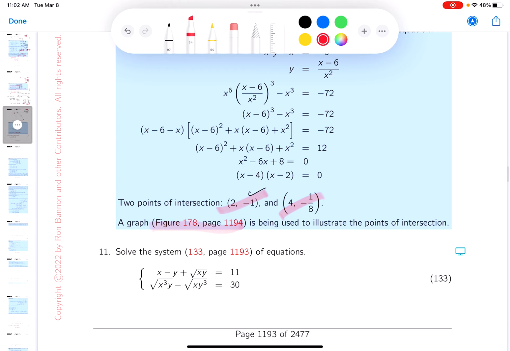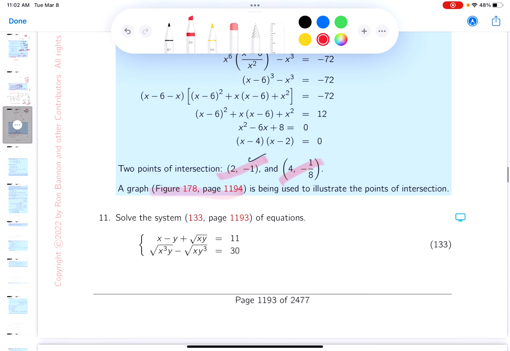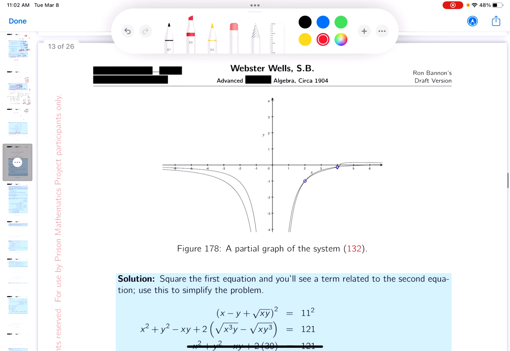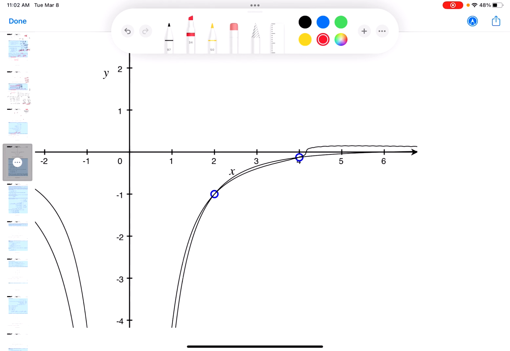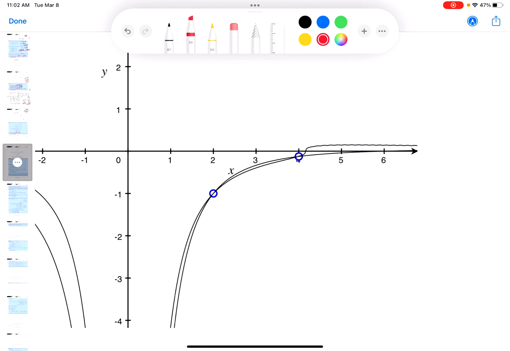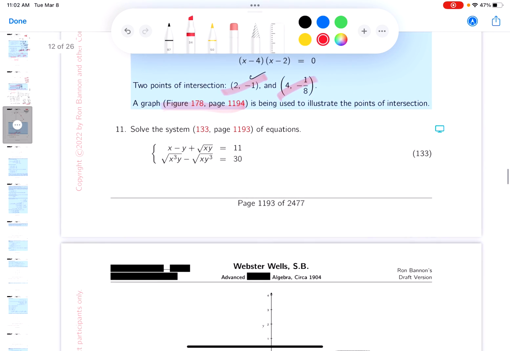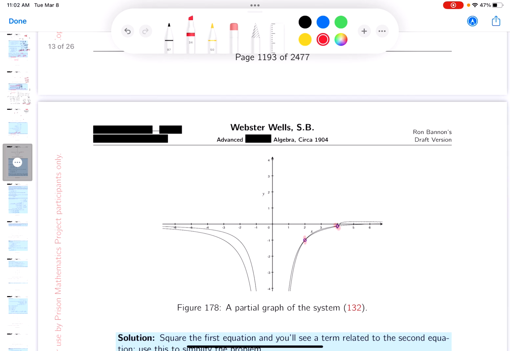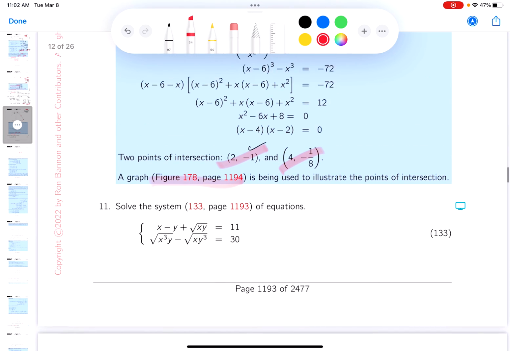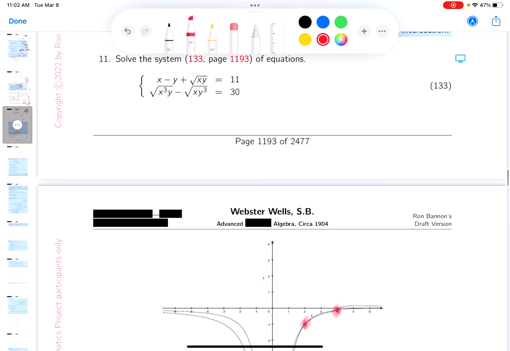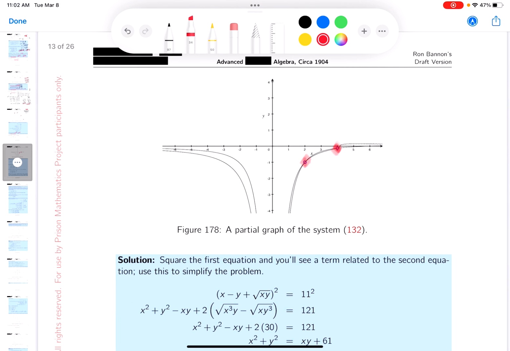I also want to point out, I do give you a picture. That picture is figure 178, where I do outline those two points of intersection. Wow, that's a really crazy looking graph, huh? There and there. And what are those two points again? Let me just go back over that with you. (2, -1), clearly this one over here. And this one over here was, what was that? (4, -1/8). But again, really crazy looking picture, all right? Tough to graph, but who's graphing it? The machine's graphing it.